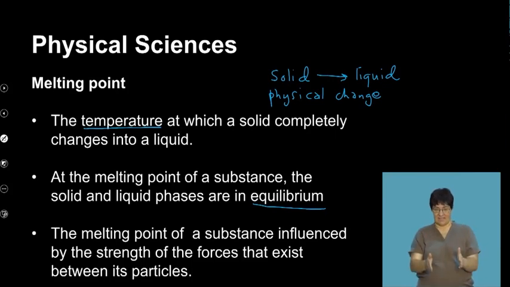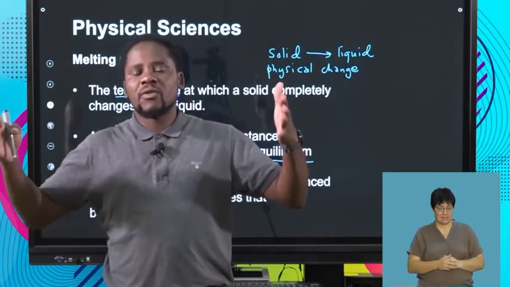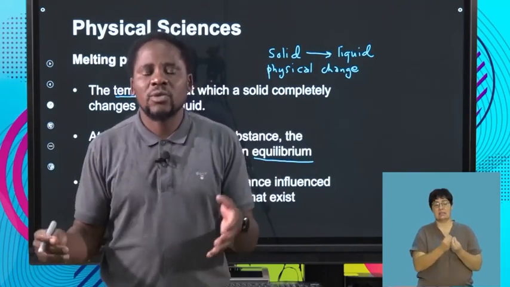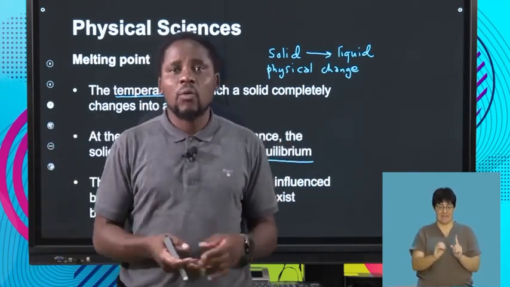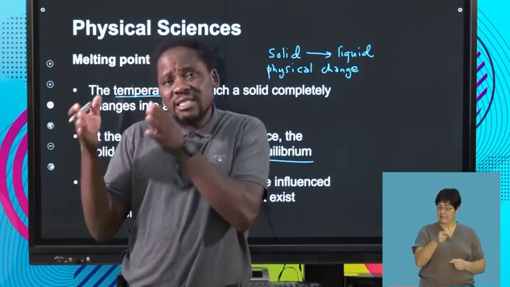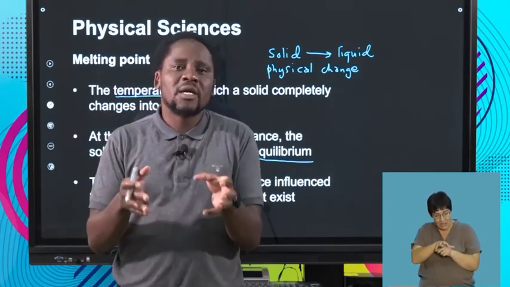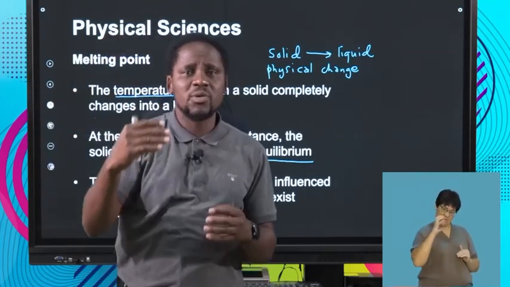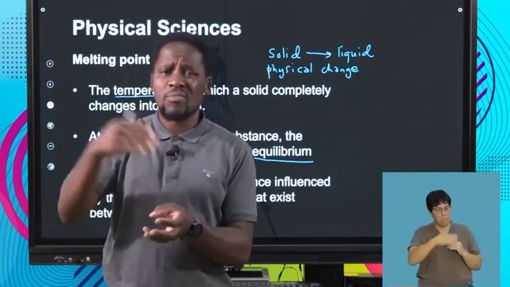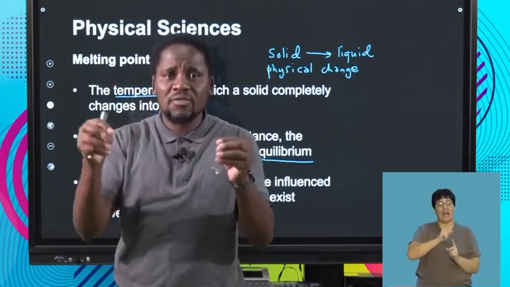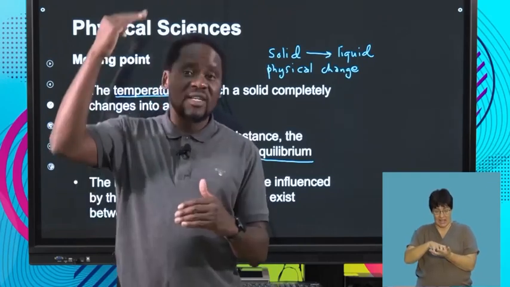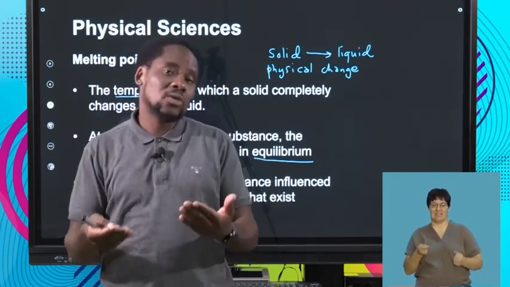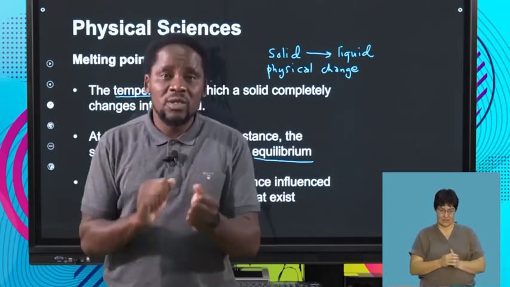Okay. Now, the melting point of a substance is also influenced by the strength of the forces that exist between particles. What does that mean? For us to say substance X has a certain melting point, what that simply means is that the temperature is influenced by how strong the force is. So if a substance has a higher melting point, what does it mean? It means we have to supply more energy. It means the change of phase will happen at a comparatively higher temperature than for a substance that has weaker forces between the particles, okay?